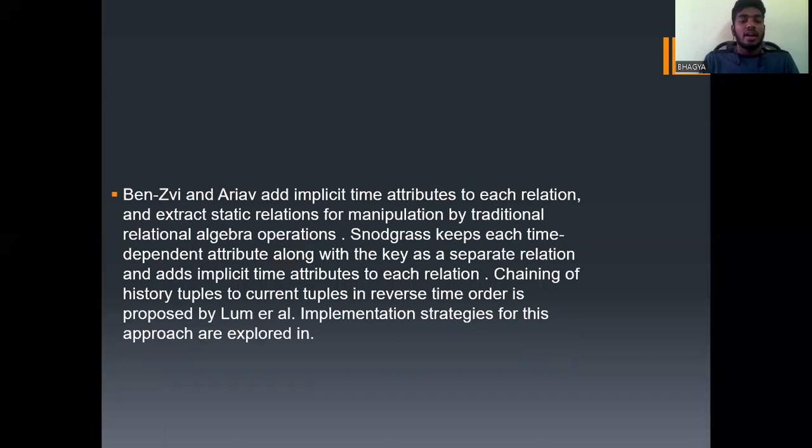Ben-Zvi adds implied time attributes to each relation and extracts static relations from them by manipulation, using relational algebra operations. Snodgrass keeps each time-dependent attribute along with the key as a separate relation and adds implicit time attributes to each relation. Chaining of history tuples to current tuples in reverse time order is proposed by Lum et al. Implementation strategies for this approach are explored further.